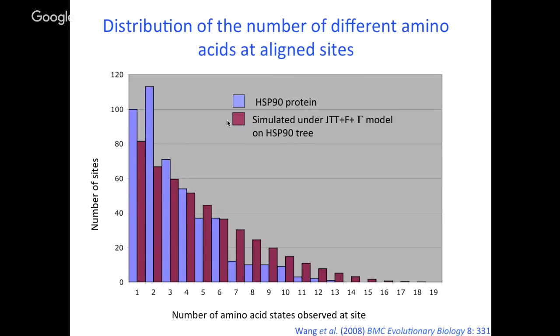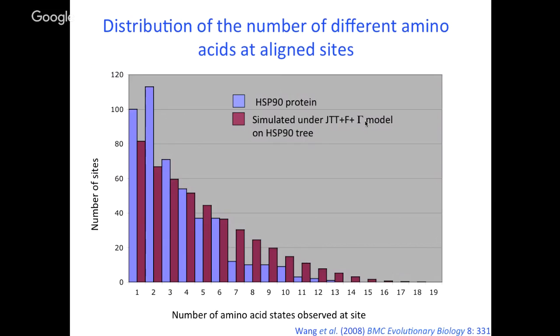And what I want to draw your attention to is the fact that under the JTT gamma plus F model, you actually see a smoother distribution of amino acids observed at sites. And you see a longer tail, more sites with more amino acids, and fewer sites with only a few amino acids relative to real data. So this bump here is this excess of conserved sites where the rules of what your amino acid identity is are constrained. And those rules you don't see coming out of a single matrix model.